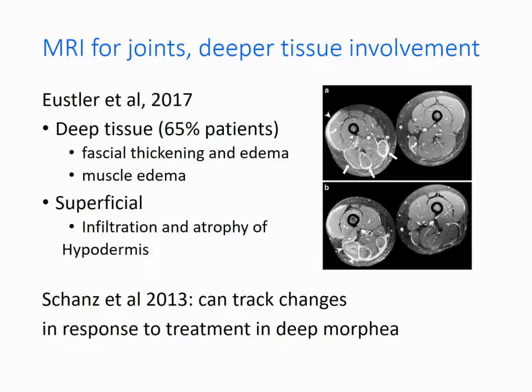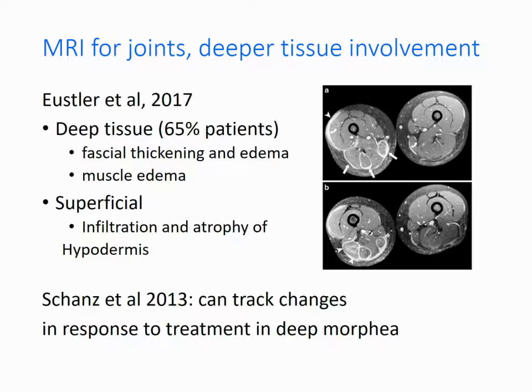So this is a report from a study by Usler last year. He found deep tissue involvement in 65% of his patients, which could be fascial thickening and edema, which shows up as brightness here. And then superficially, you might see that there is thinning. So this layer of fat, the dark tissue out here, you don't see too much of that. And there can be infiltration and atrophy of that fat layer.